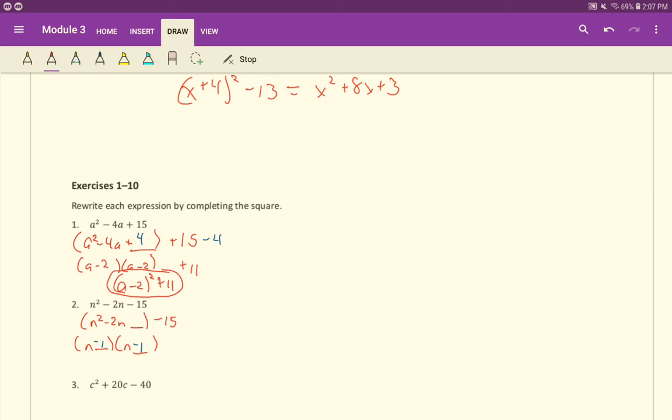Well, negative 1 times negative 1 is positive 1. Since we added one out of nowhere, we're going to subtract one over here to balance it out, to make zero. So we're not really changing the value of this problem, but we're changing how it looks. So negative 15 minus 1 is negative 16. And so our final result here is n minus 1 squared minus 16.